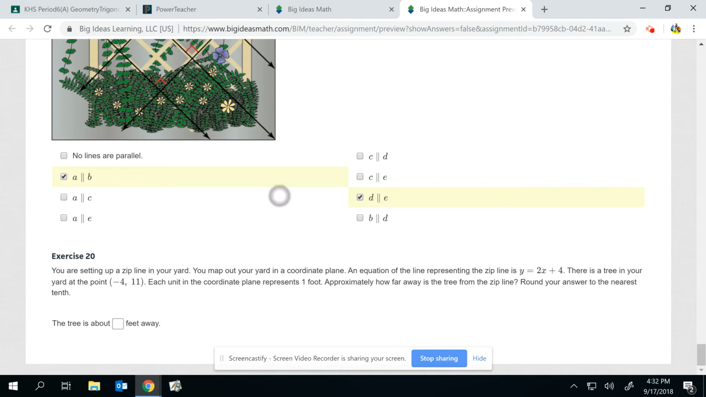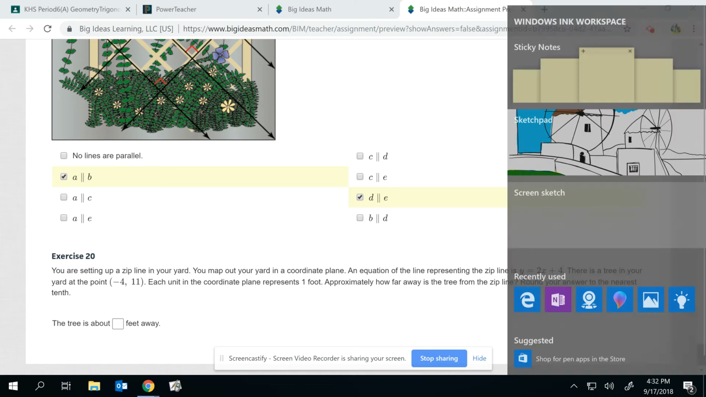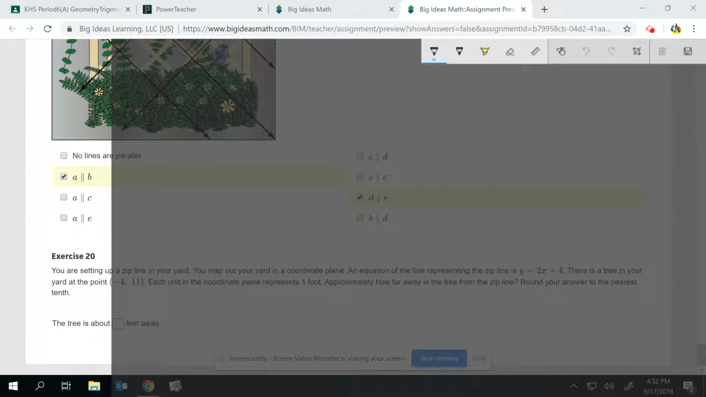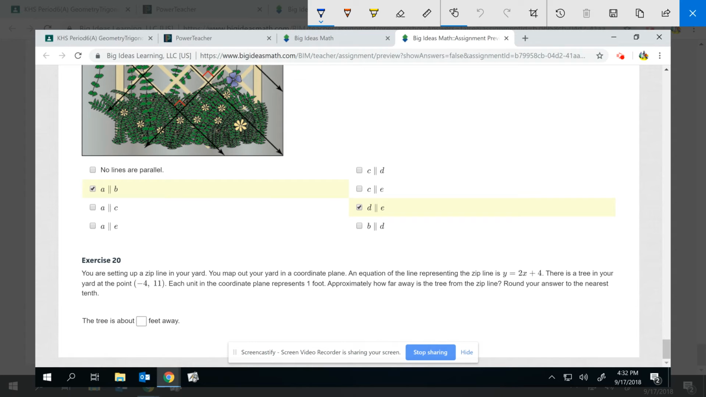And last one, number 20. You're setting up a zip line in your yard. I guess that's as far as it goes. Okay. You're setting up a zip line in your yard, and you map out your yard on a coordinate plane. An equation of the line representing the zip line is y equals 2x plus 4. There is a tree in the yard at negative 4, 11. Each unit in the coordinate plane is 1 foot. How far away is the tree from the zip line?